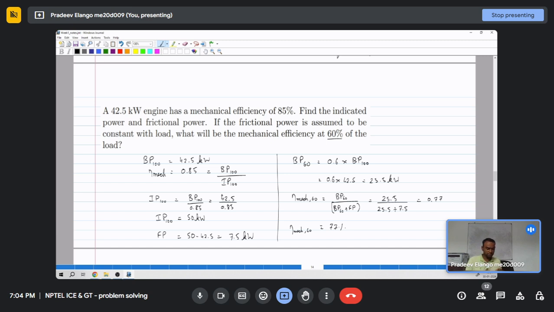So you can see the mechanical efficiency has dropped by about 8%, because the friction power is the same across all loads, but the power output is reduced. So according to the brake power and friction power, we will get reduced mechanical efficiency.